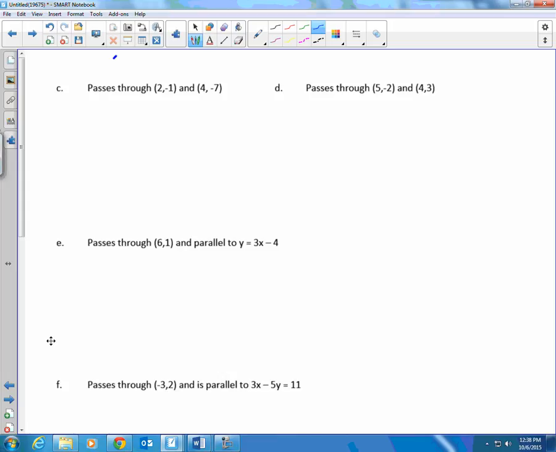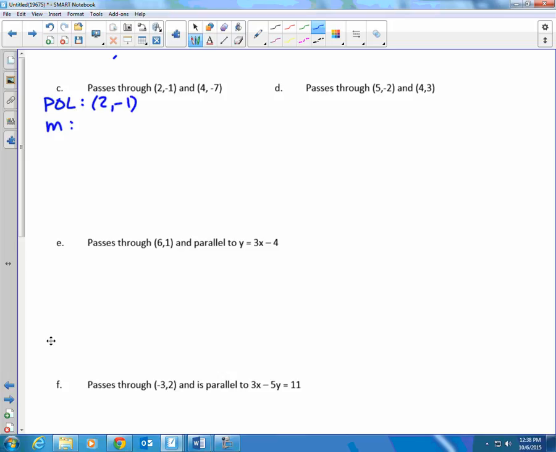Okay, I will continue to ask you this all the way through next year as well. Passes through (2, -1) and (4, -7). What are the two things I write down right away? Point on line and slope. So choose your point on your line. What do you want? Okay, (2, -1).